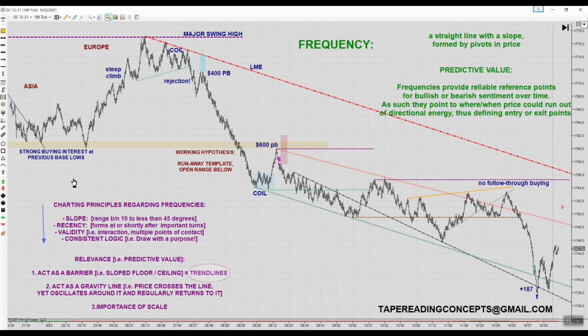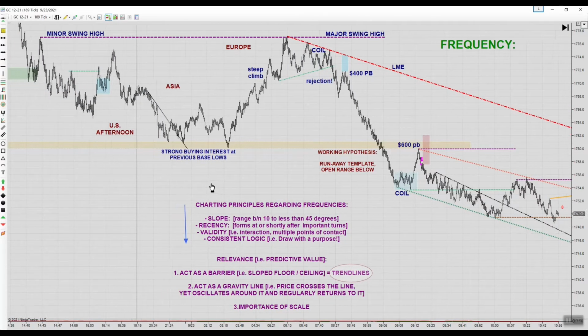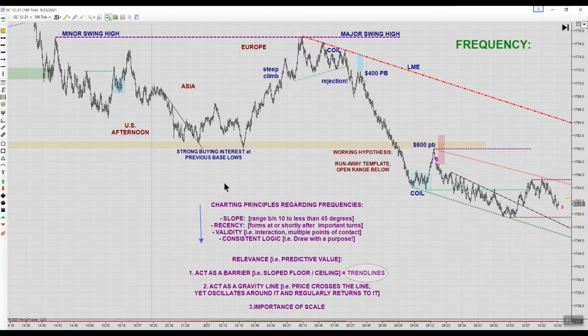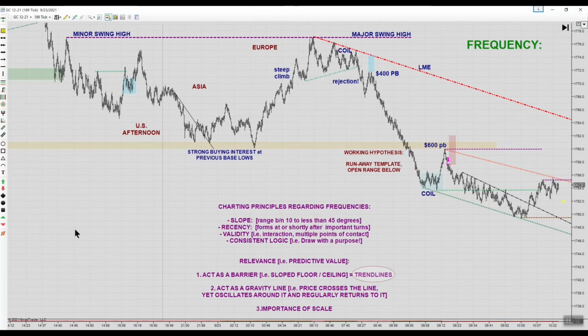The first and most intuitive, arguably most important principle for projecting frequencies forward is slope. For the purpose of visualizing the idea, I will draw a square where both of the diagonals are at a 45-degree angle to the horizontal and vertical axes. A 10-degree slope would be about as much for an upward sloping frequency. My rule of thumb is to look for frequencies with a slope in the range between 10 and less than 45, or about 40 degrees.